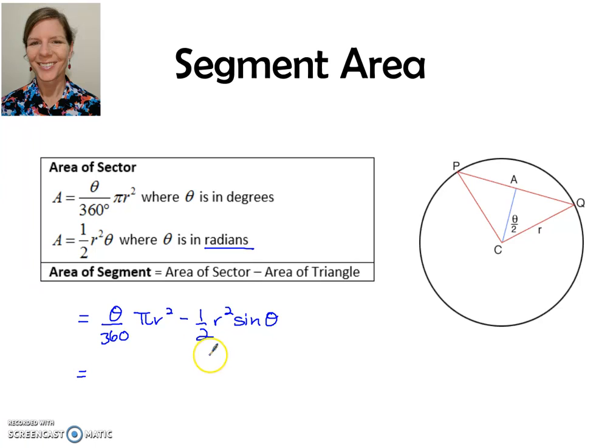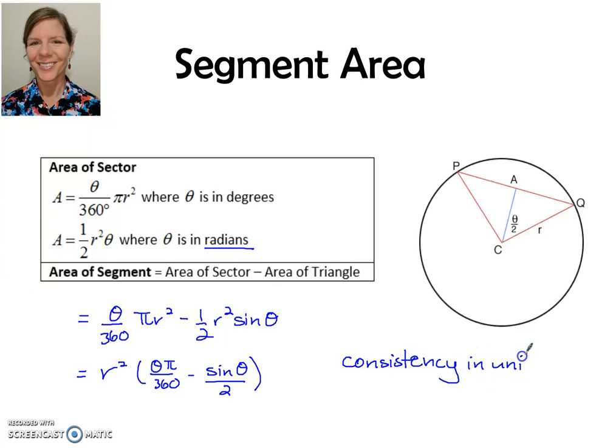If you like, you can factorize out the r squared. It doesn't really help you all that much. We take r squared out of there, and you get r squared times theta pi on 360 minus sine theta on 2. So that's your segment area. It's probably easier just to remember this and work them out separately, rather than trying to remember that formula there. But just be careful. Consistency in units is really important. So that's the old radians versus degrees argument, knowing what you're working in. So we were using this one here.